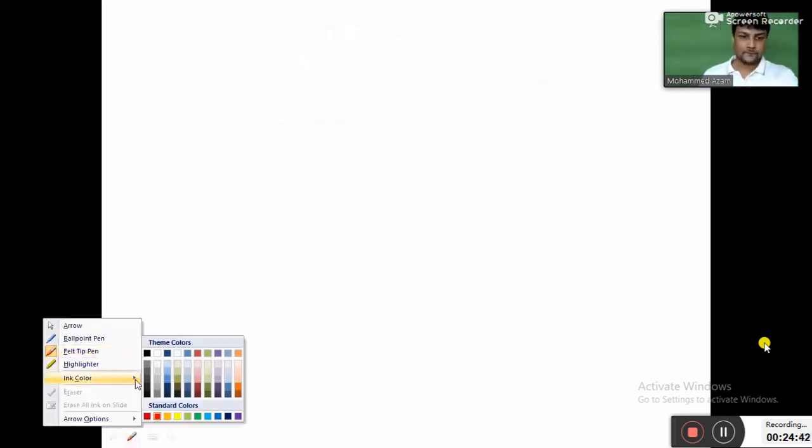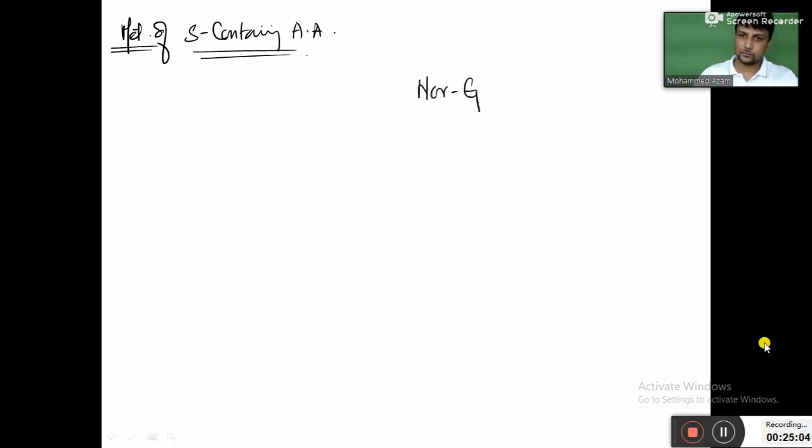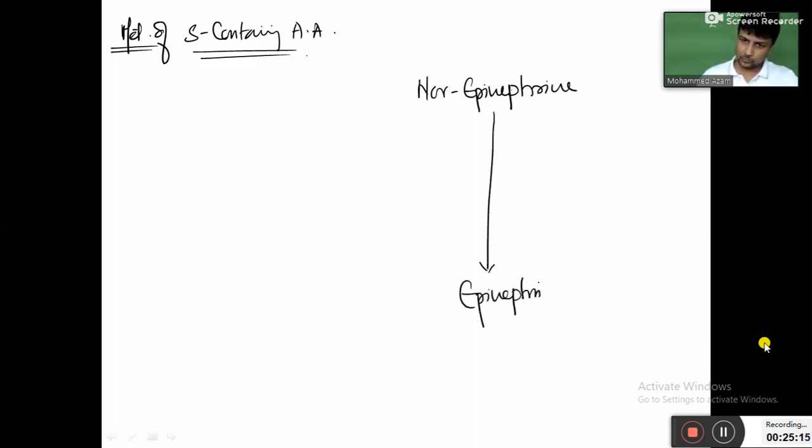Concept number 1. We are going to deal with the metabolism of sulfur containing amino acids. Yesterday I taught you one reaction, that is norepinephrine getting converted to epinephrine. Can anyone recall and tell me how? Norepinephrine is getting converted to epinephrine by, yes, a methylation reaction.